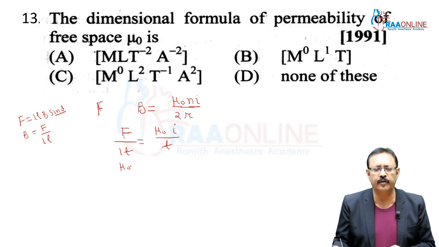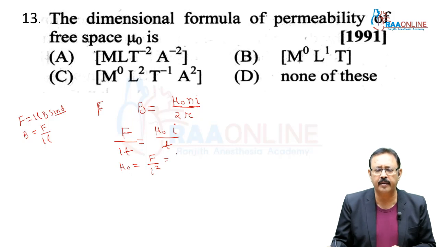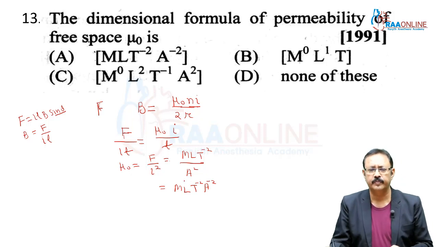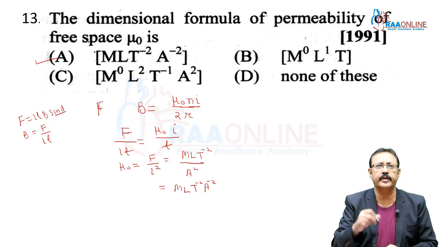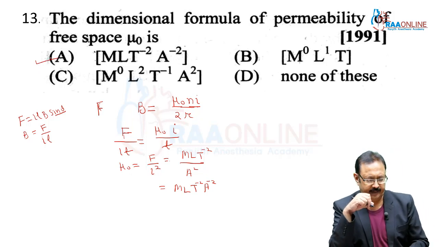So what are we getting for mu naught? F upon I square. Force means ML T minus 2 upon A square. So we are getting ML T minus 2 A minus 2. So we are going with option A.